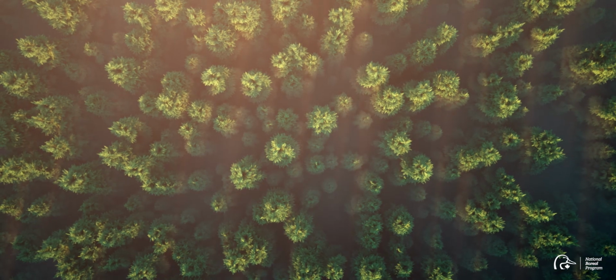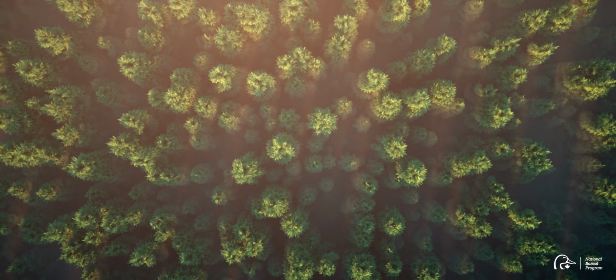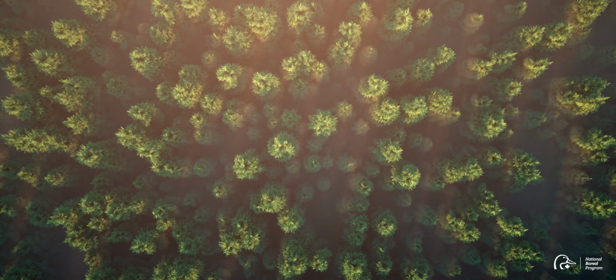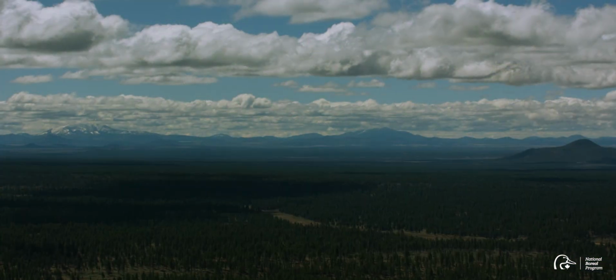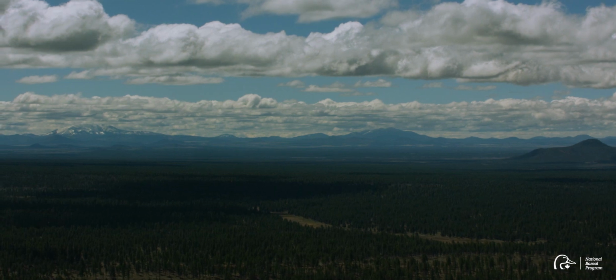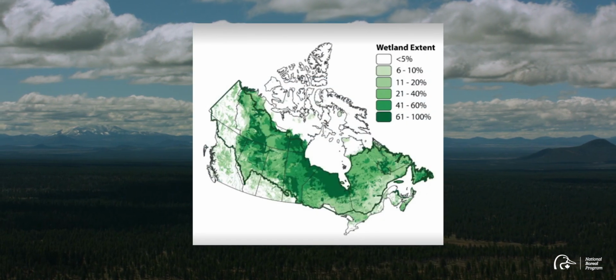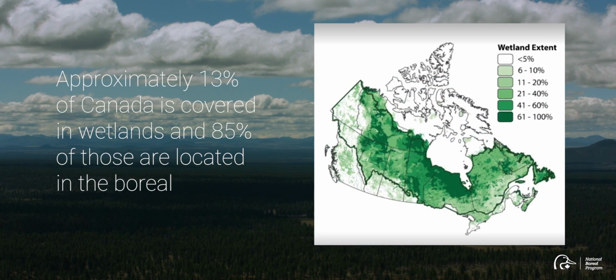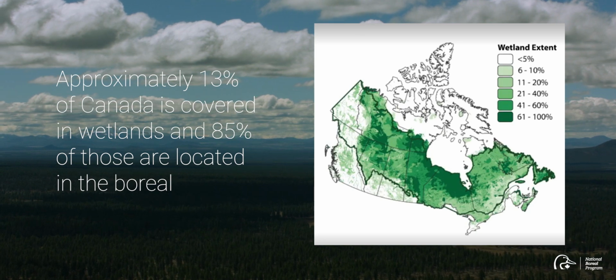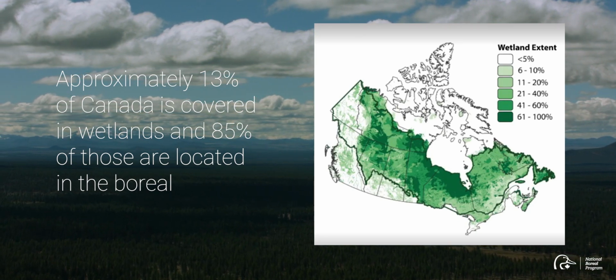There are more intact forests in Canada's boreal than anywhere else in the world. Globally, it contains the largest area of fresh water and stores a vast amount of carbon. In Canada, the boreal forest, outlined in dark green on the map, contains approximately 85% of national wetlands.